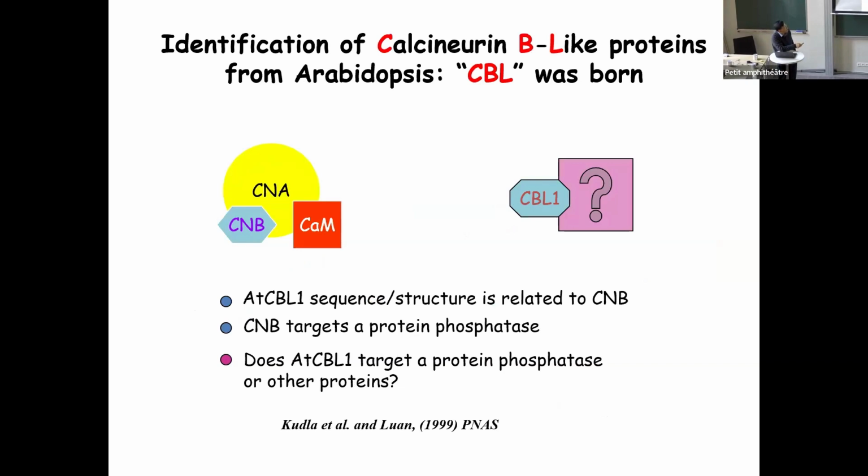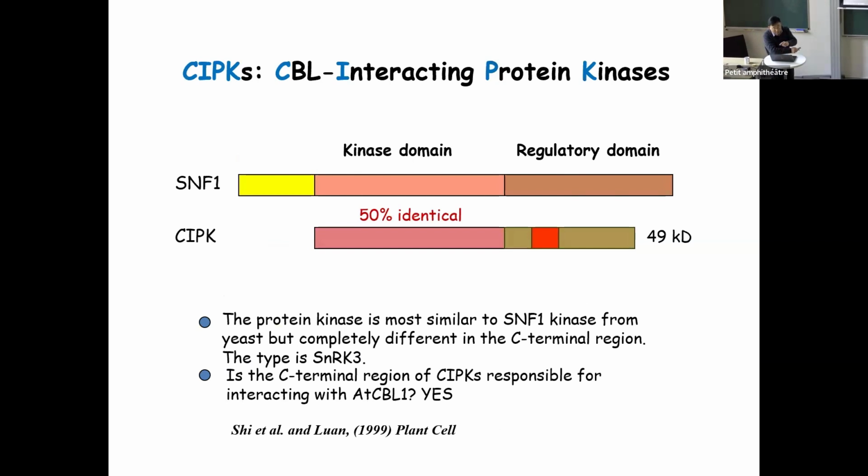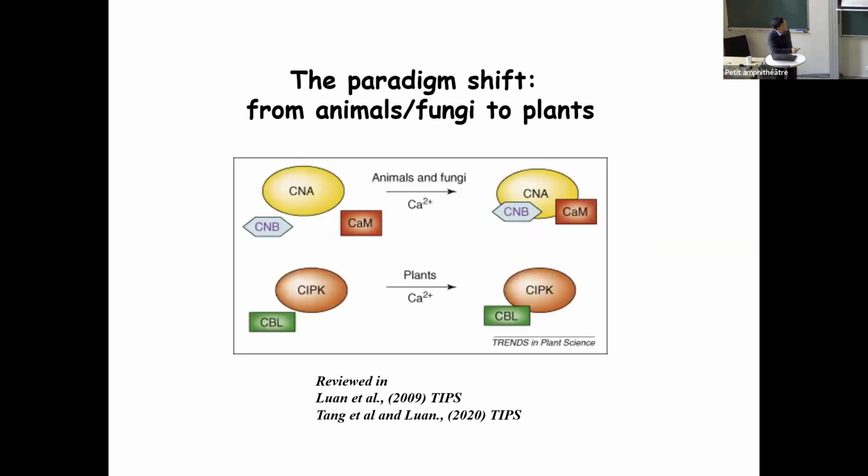Now, how does this sensor work? It is to find its target, right? In the animal case, it's a protein phosphatase. In this case, it's a protein kinase. It's a SNF-related kinase or SNRKs, right? So SNRK1 type, SNRK2 type, 3 type. And this belongs to what we call CBL interacting protein kinase or CIPK. This belongs to SNRK3. So it's a big family of protein kinases.